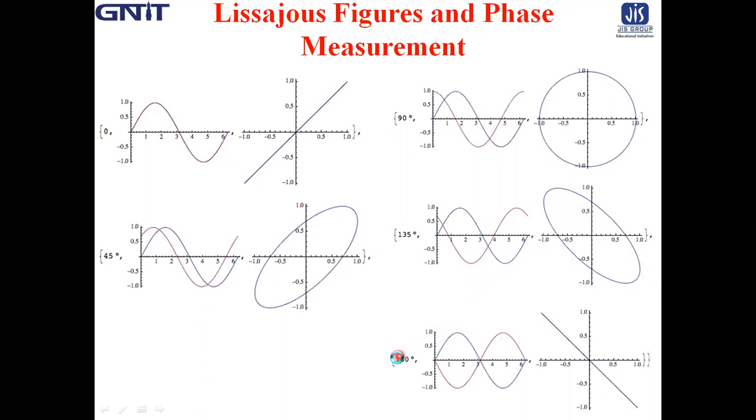And if they are 180 degrees phase shifted, then it is a negative straight line, a straight line with negative slope. So in that way, using Lissajous patterns, we can measure the frequency or see different patterns using different frequency and amplitude.